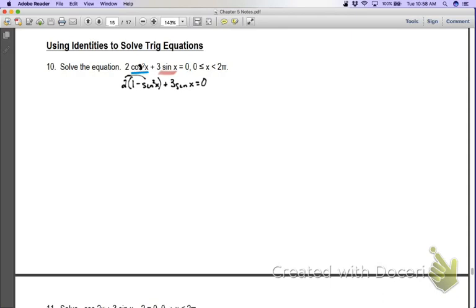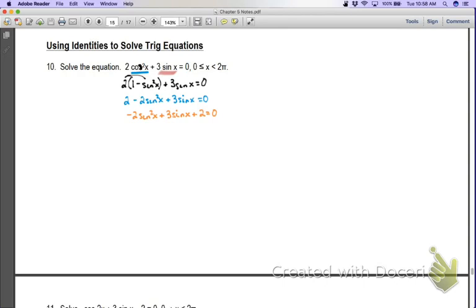So then in my next step I have 2 minus 2 sine squared x plus 3 sine of x equal to 0. Now I'm going to rearrange it to where I have everything in order. So I'm going to have negative 2 sine squared x plus 3 sine of x, and then I'm going to put the plus 2 on the back side.